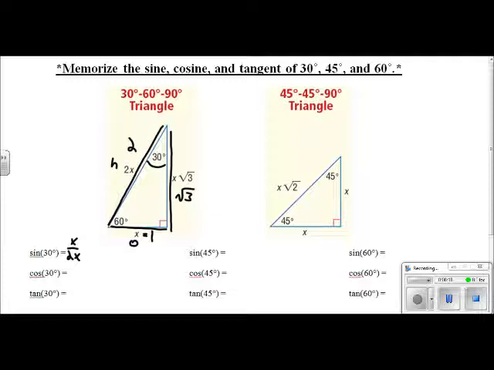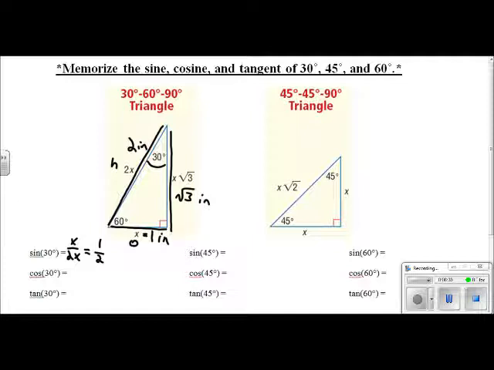square root of 3. So we could say inches. This is 1 inch long, 2 inches long, and root 3 inches long. These proportions will be the same for any 30, 60, 90 triangle. So if the sine of 30 degrees is x over 2x, we can reduce that down to just say 1/2.